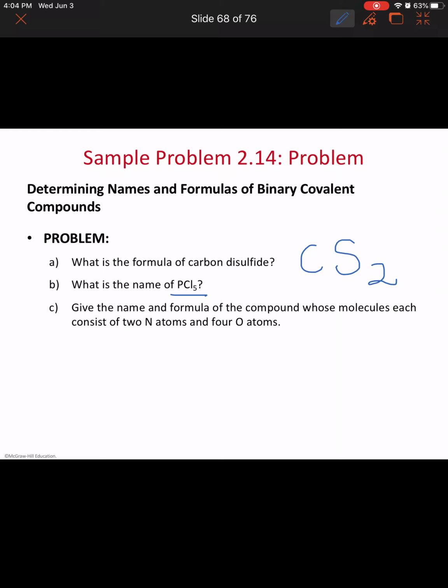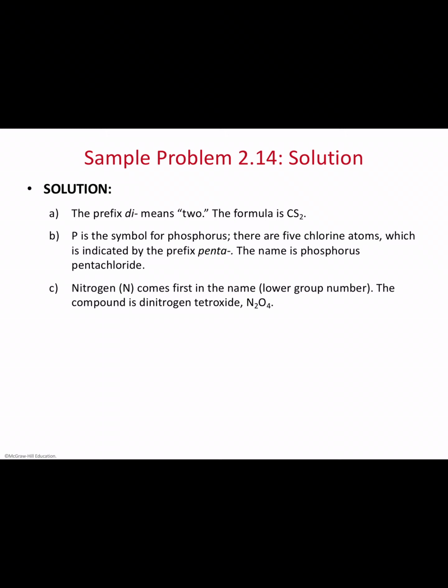pentachloride. Okay. And then give the name and formula of the compound whose molecules each consist of 2 nitrogen atoms and 4 oxygen atoms, N2O4. How would you name this one? There are 2 nitrogens, so you would say dinitrogen, and then there are 4 oxygens. How would you name it? Dinitrogen tetraoxide or tetroxide. Okay. Dinitrogen tetroxide.